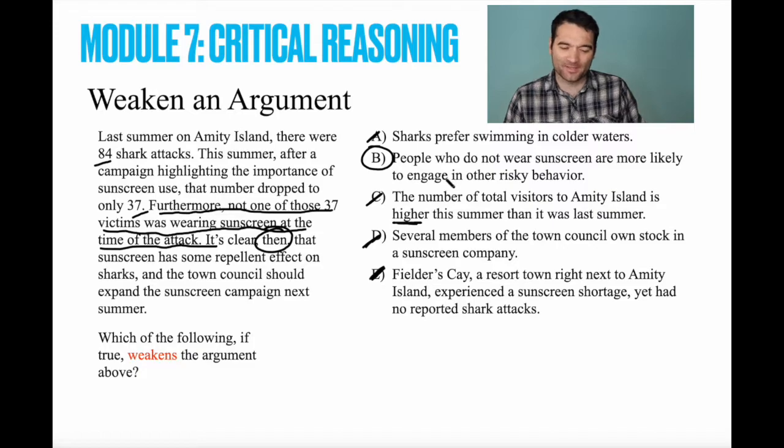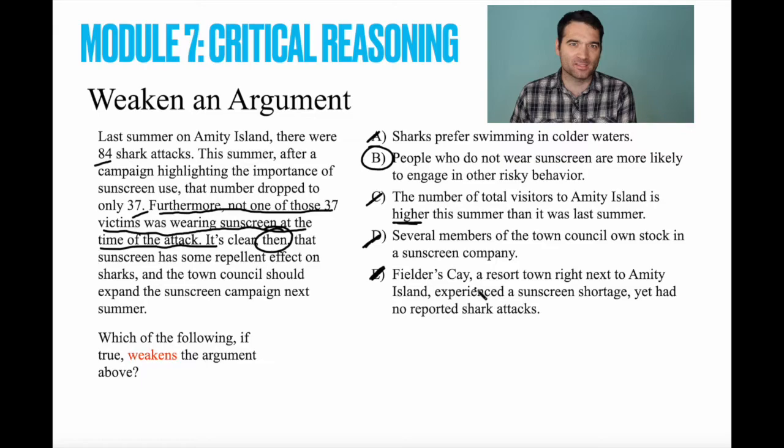And let's talk about this. People who do not wear sunscreen are more likely to engage in other risky behavior. You might look at this and say, what does this have to do with anything, right? What does this have to do with the problem? What answer option B does is that it offers a potential alternate explanation for why people get attacked by sharks. And just by doing that, it weakens the argument. It doesn't destroy it, but it does make it less strong.